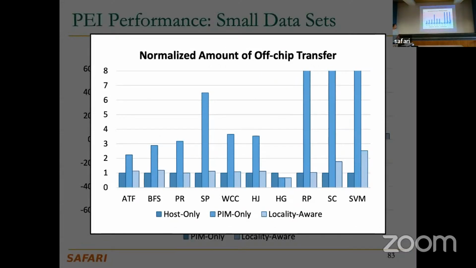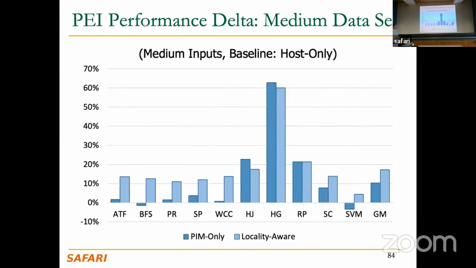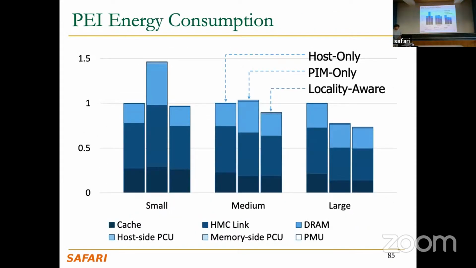And these are results for off-chip transfer, and these are for medium data sets. So with medium data sets, we start seeing that even the PIM-only execution can obtain some performance improvement with respect to the host. Now the data set doesn't fit entirely in the cache hierarchy, and this is why processing in memory makes more sense. And for sure, for large data sets, as we have seen earlier, it is the best choice.